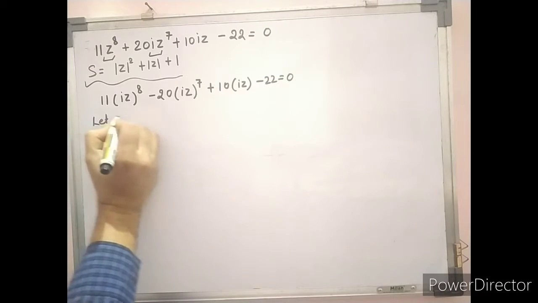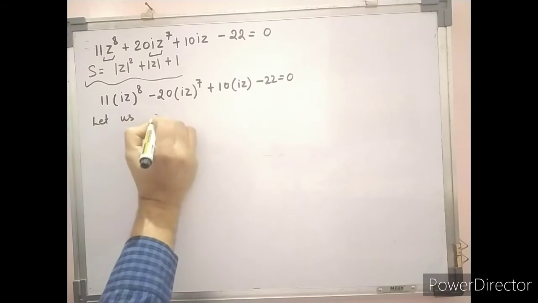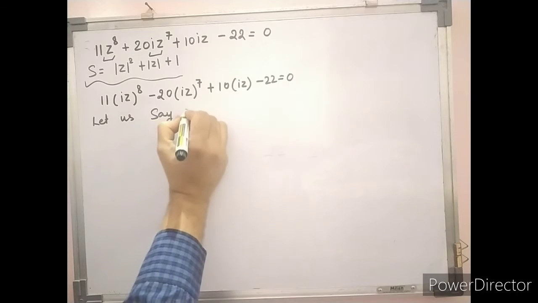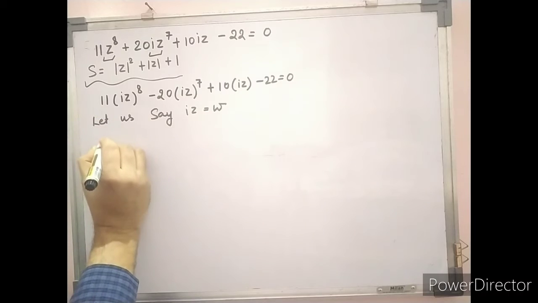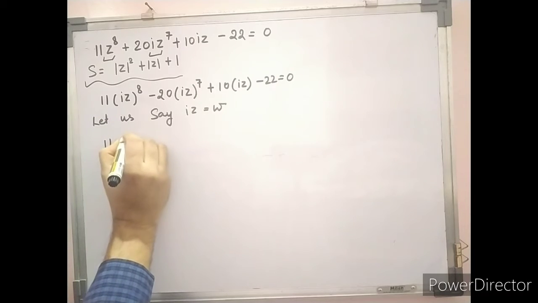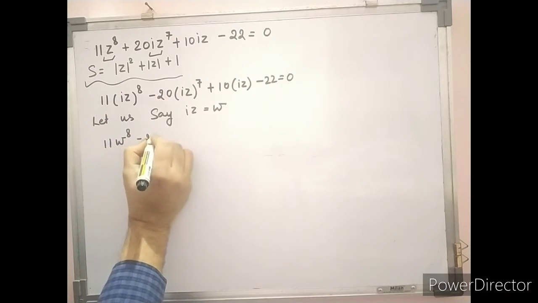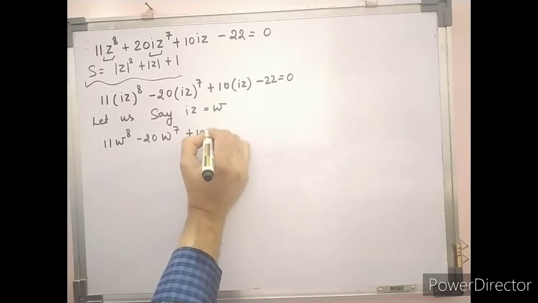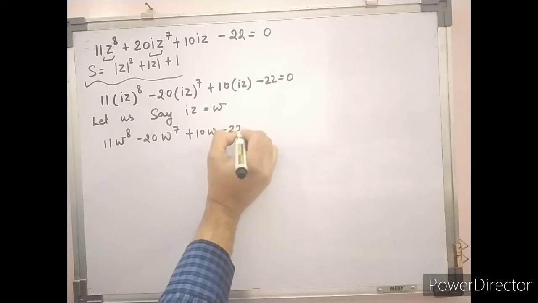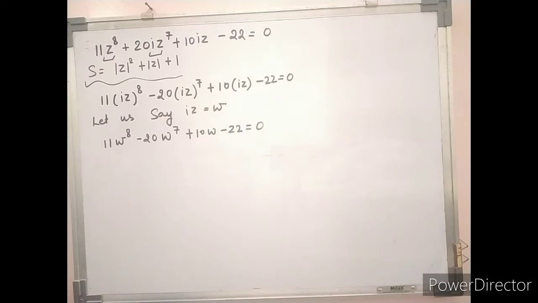Let us say I times Z is equal to W. Then this equation reduces to 11 W to the power 8 minus 20 W to the power 7 plus 10 W minus 22 is equal to 0. Okay.